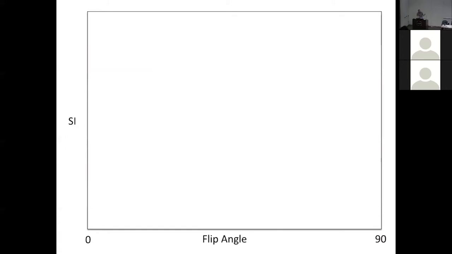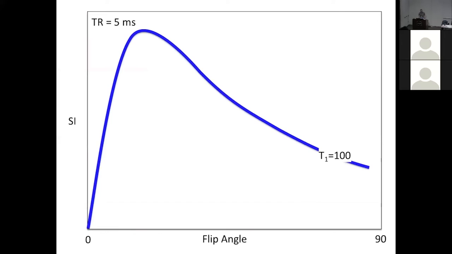So let's start with a TR of 5 milliseconds. I'm arbitrarily making the TR 5 milliseconds. I could have made it 10, I could have made it 4.9, I could have made it pi, but I'm making it 5. And let's start with a T1 of 100 milliseconds. Now I'm going to plug in that formula that I showed you in the previous slide and let the flip angle go from 0 to 90. When I do that, I get this. Can everyone appreciate that as the flip angle increases, the signal goes from 0, reaches a peak, and then comes back down?